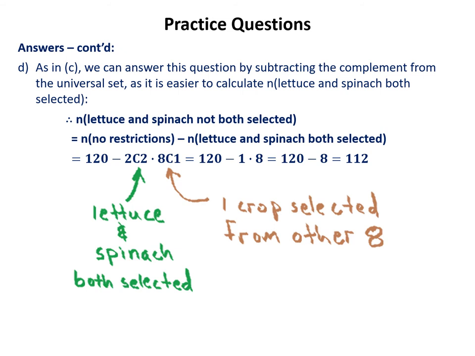For part D, we're looking for the number of ways where lettuce and spinach are not both selected. Now, similar to part C, there's a multitude of ways that this can happen. One way is that lettuce is selected but not spinach, or spinach is selected but not lettuce, or neither lettuce nor spinach are selected. So there's 3 different scenarios we would need to work out separately and then add to get the final answer.